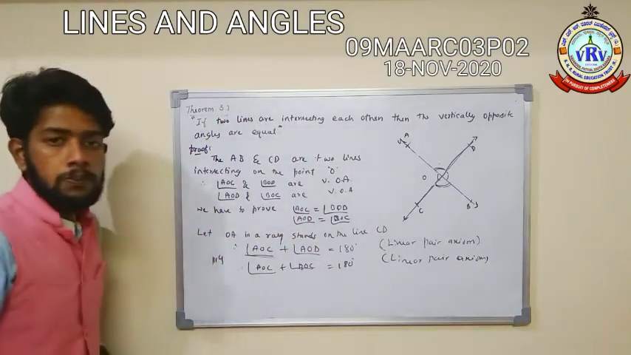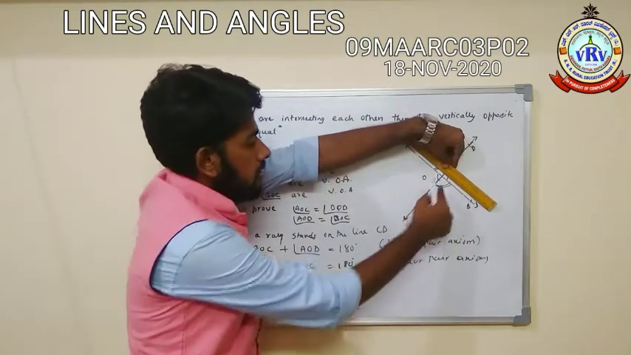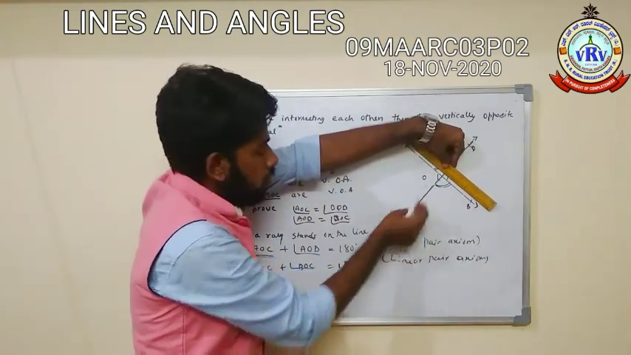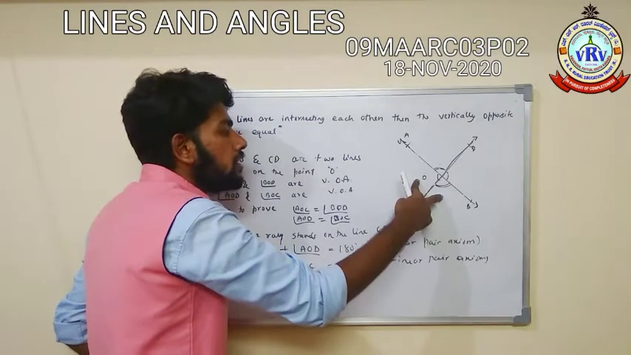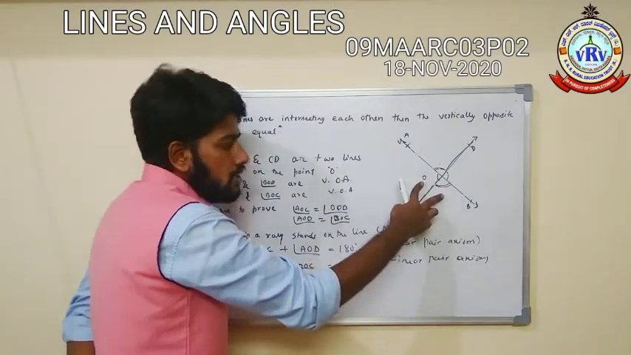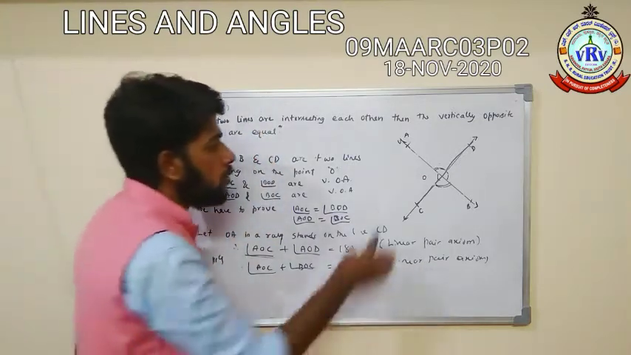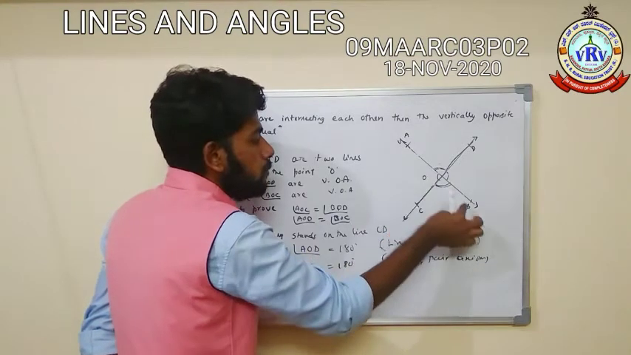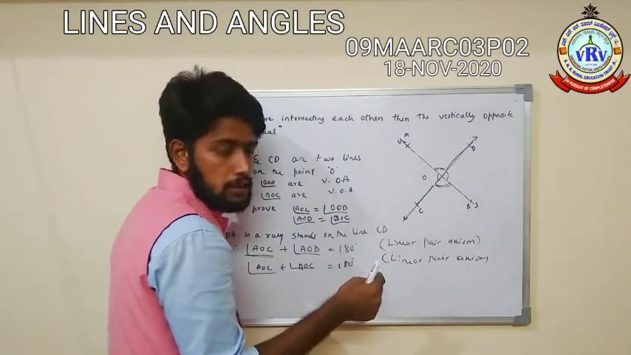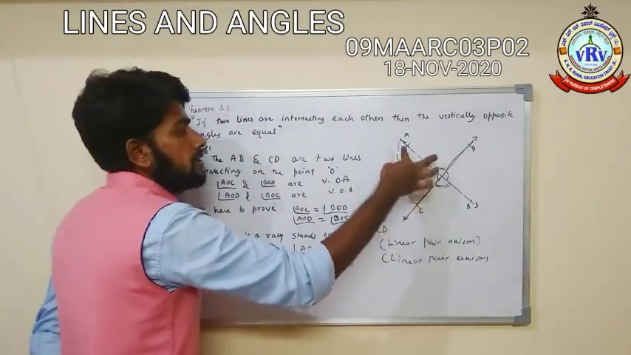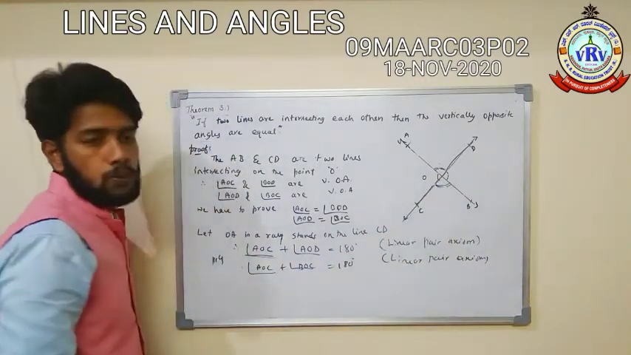Can you guess why it is so? Just observe this line AB and the ray OC. See, OC is a ray that stands on the line AB. That means the sum of the adjacent angles created by this ray OC is equal to 180 degrees using the linear pair axiom. So AOC and COB are two adjacent angles for the ray OC standing on the line AB. Their sum is equal to 180 degrees. Therefore, AOC plus BOC is equal to 180 degrees.